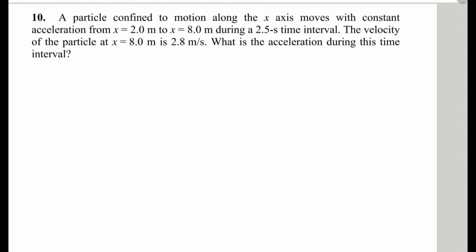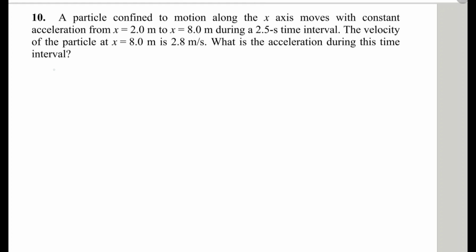A particle confined to motion along the x-axis moves with constant acceleration from x equal to 2 to x equal to 8 during a 2.5 second time interval. The velocity of the particle at x equal to 8 is equal to 2.8 meters per second. What is the acceleration during this time interval?